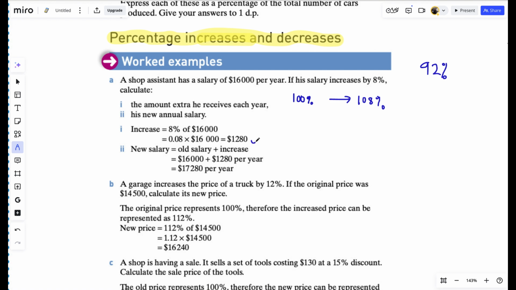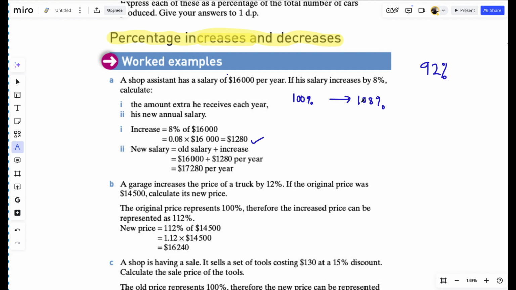So this is the extra money that has been added to his yearly amount. Now, if you add this amount, you will get what? 70,280. So the new salary will be old salary plus the increase. This is the increase. Okay? Then you will get what? 70,280.